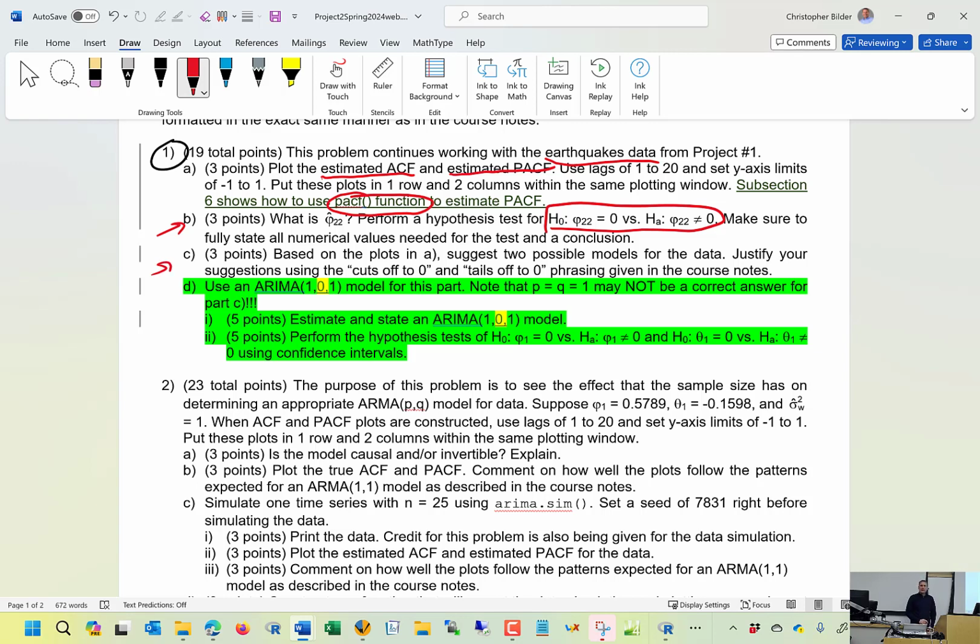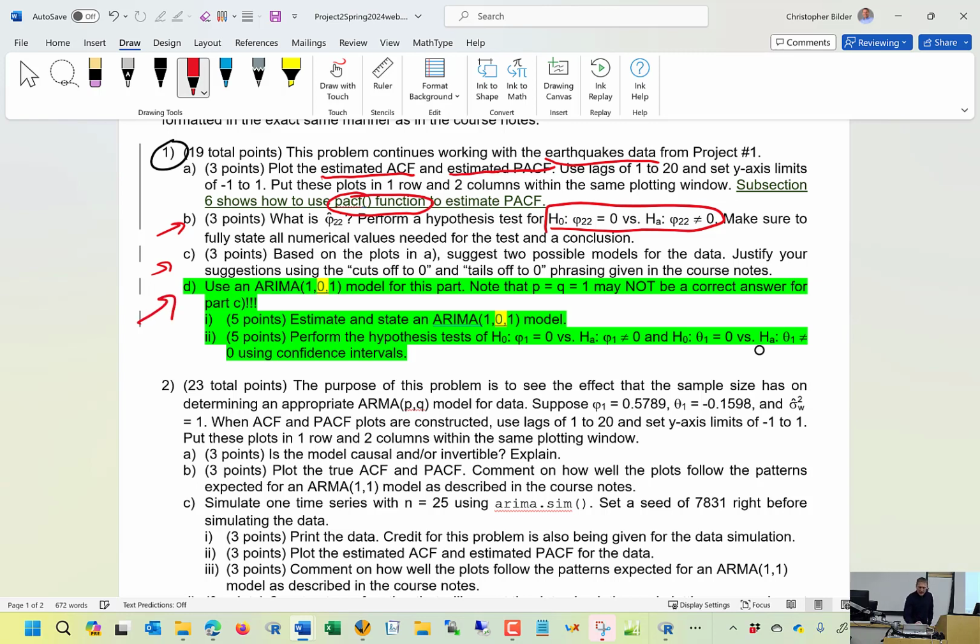Again, it works very similar to working with ACFs. Then part C. Now, based upon what you see in the estimated ACF and the PACF, suggest 2 possible models that could be used with this data. I purposely said 2 rather than just 1 because I want you to see that there can be multiple interpretations of these plots to make judgments about what will be an appropriate model for a data set. Subsection 6 gives you more background about how to make those kinds of judgments compared to what you've seen so far.